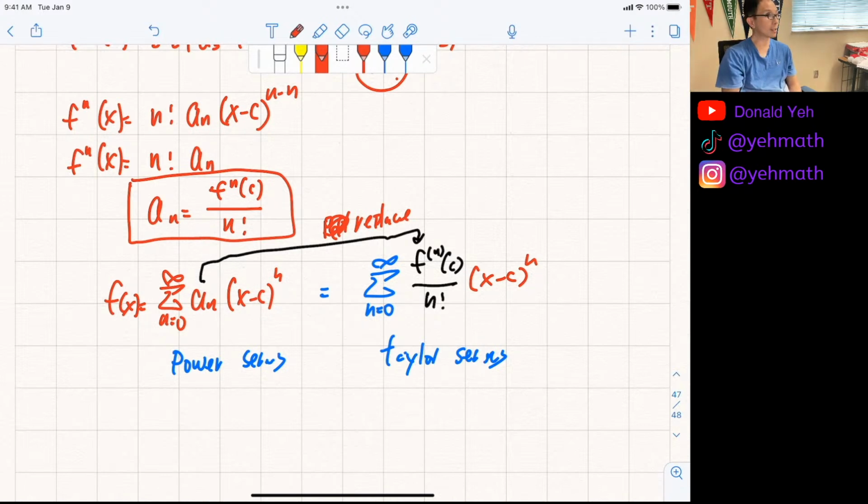This is the most important series. I will ask you to memorize this one. Remember, there are three right now. First one is 1 over 1 minus x, which is the summation of x to the n. Second one is natural log of 1 minus x, which is equal to negative summation from n equals 1 to infinity of x to the n over n. The third one is the Taylor series.